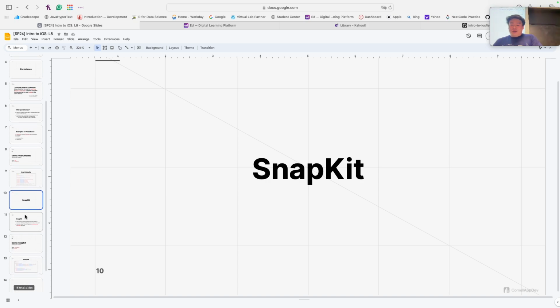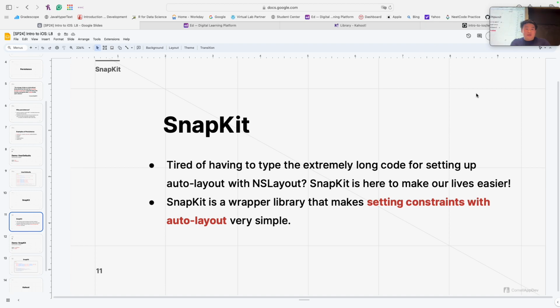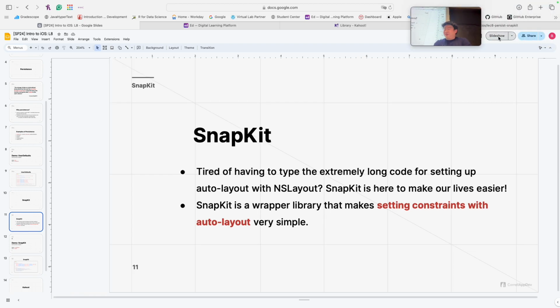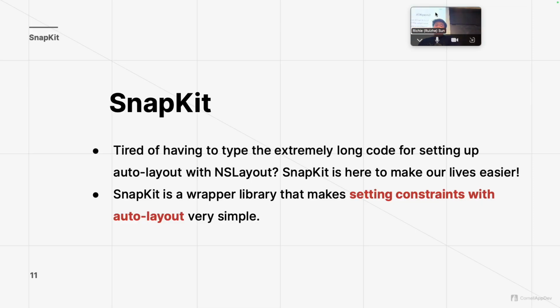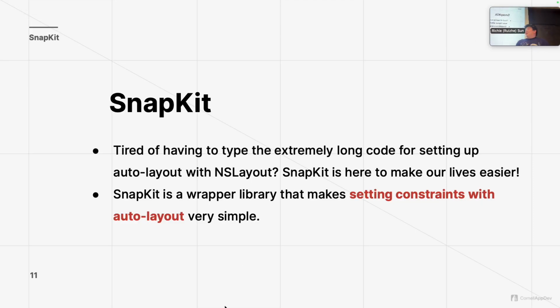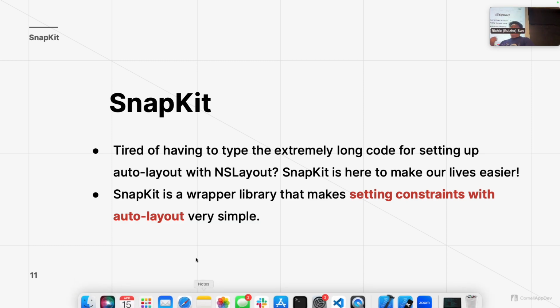So today, we're going to go over SnapKit, which is a way that you can very much simplify the constraint making process. So if you're really tired of having long code chunks for setting up constraints, things that should be relatively simple to understand, requiring maybe 10 to 20 lines of code, depending on how much NSLayout code you have, this is where SnapKit comes in.